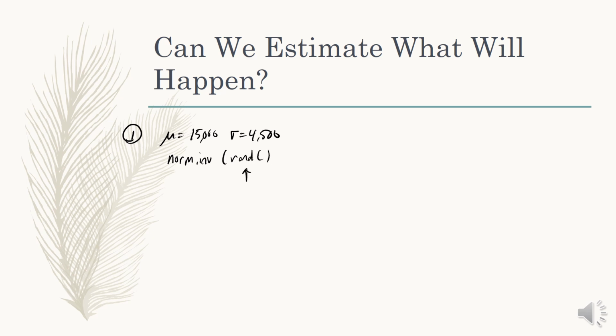That's what this command means in Excel. This is just a random number between 0 and 1. So take a random number. You don't need anything inside the parentheses, just rand, open parentheses, close parentheses. Then your mu and your sigma. And what this is going to give you is a list of possible demands where the mean was 15,000 and the standard deviation is 4,500. So that's one thing that we're going to need to know.